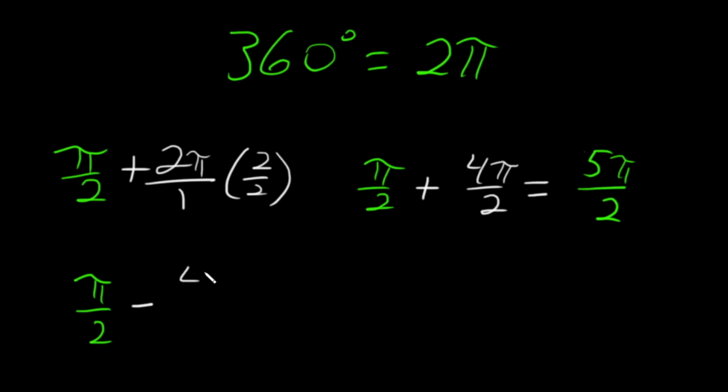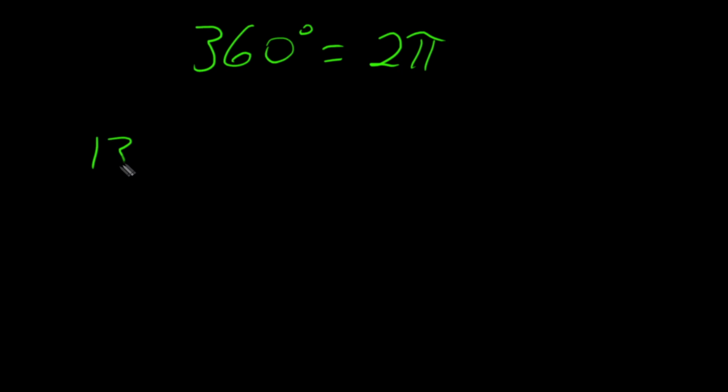So we'll use the same 4 pi over 2 in order to subtract. 1 pi minus 4 pi gives us negative 3 pi over 2. And there's our negative coterminal radian, 2 pi halves radians. What if we start at 13 pi over 4 radians?